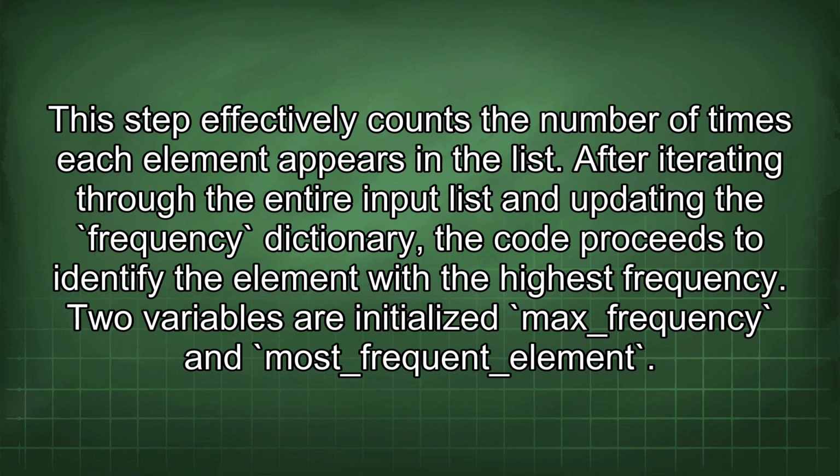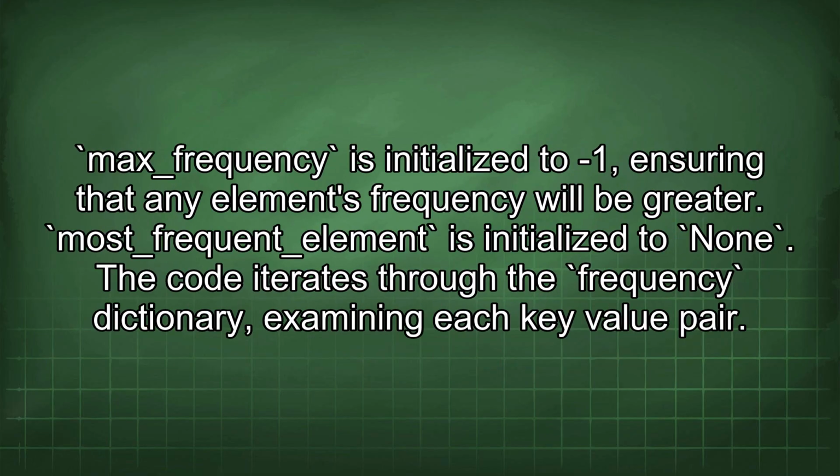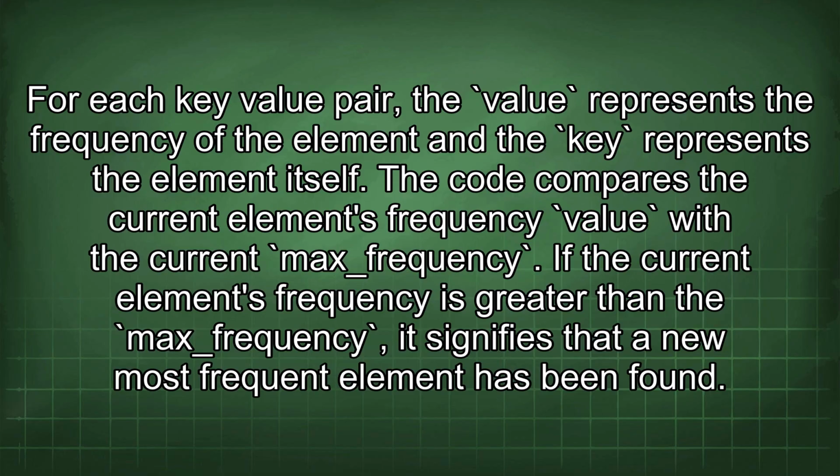After iterating through the entire input list and updating the frequency dictionary, the code proceeds to identify the element with the highest frequency. Two variables are initialized: max frequency and most frequent element. Max frequency is initialized to -1, ensuring that any element's frequency will be greater. Most frequent element is initialized to None. The code iterates through the frequency dictionary, examining each key-value pair. For each key-value pair, the value represents the frequency of the element and the key represents the element itself.